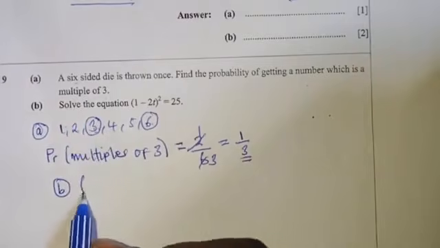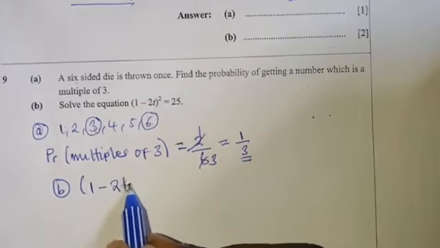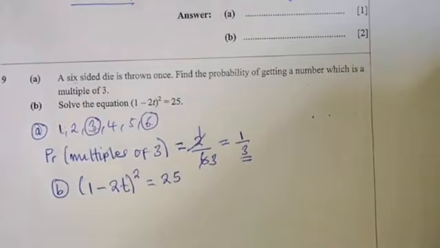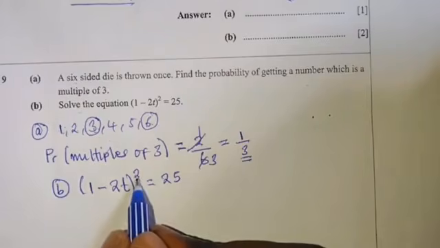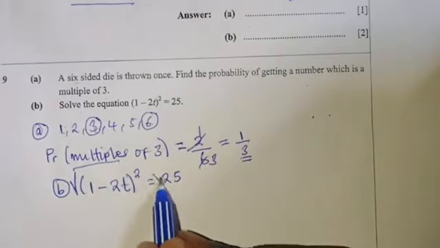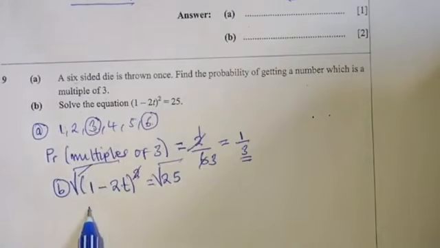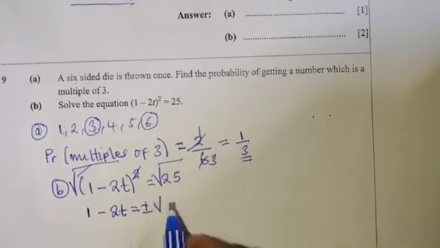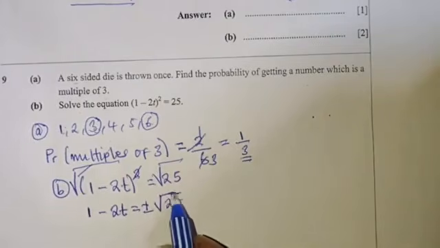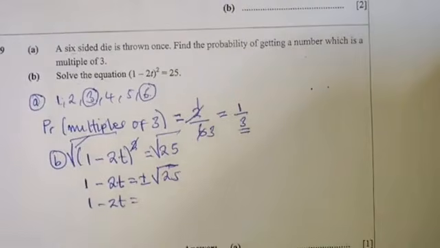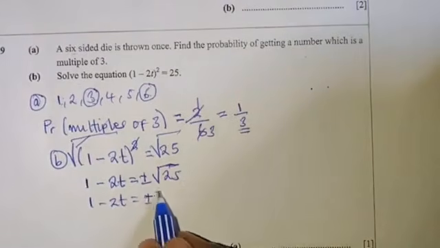Solve the equation. We have 1 minus 2t, in brackets, raised to the power of 2, is equal to 25. We need to find the value of t. For t we are going to have two possible values. Since we have a power of 2 here, we need to get rid of the power 2 by introducing a square root on this side. So we're going to have 1 minus 2t is equal to plus or minus the square root of 25. The square root of 25 is 5, so we're going to have plus or minus 5.